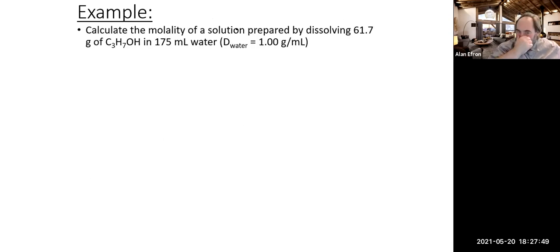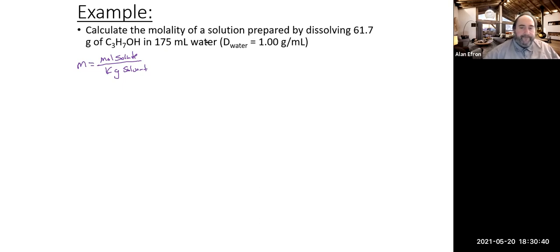So why don't you try one here? Take a second and calculate the molality of a solution prepared by dissolving 61.7 grams of propanol in 175 milliliters of water. The density of water is 1 gram per milliliter. So take a moment or two and see what you come up with. Not molarity, but molality. Molality, being the little m, is our moles of solute divided by kilograms of solvent. So not a volume on the bottom, but actually a mass on the bottom.